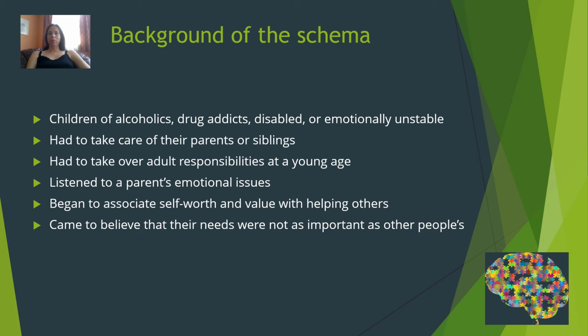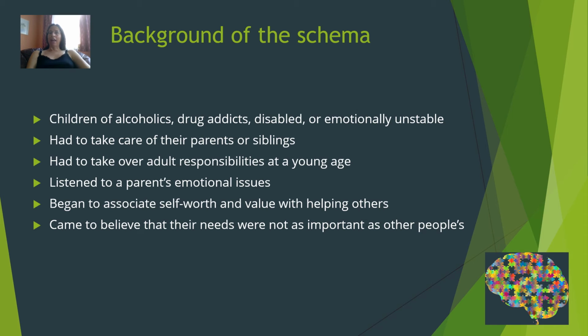Children of parents who were alcoholics, drug addicts, disabled, or emotionally unstable are more likely to suffer from self-sacrifice schema. When they were young, they may have had to take care of their parents or siblings in some way, especially if they were one of the older or oldest siblings. They had to take over adult responsibilities at a young age or listen to a parent's emotional issues.